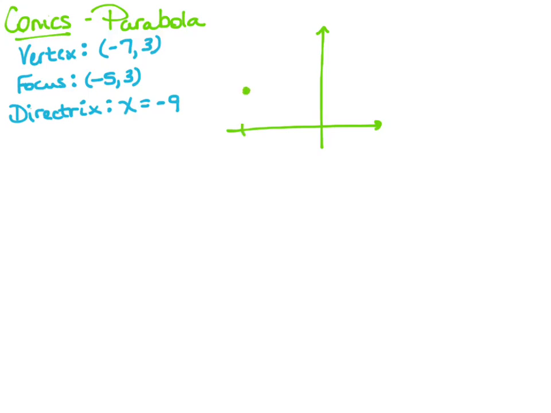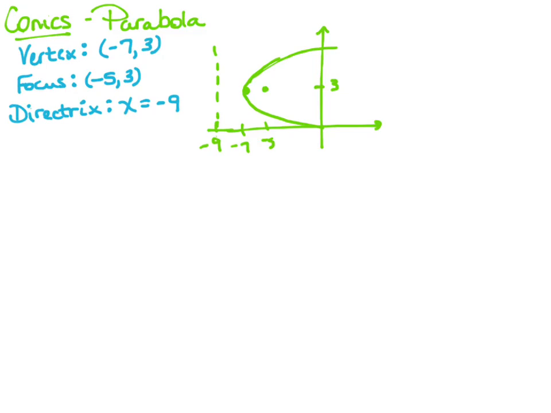I'm going to say this right here, -7, 3. Our focus is at -5,3. So the focus would be right here, and the directrix is over here at x equals -9. So based on the positions of these points and this line, I can see that my parabola is going to be a horizontal parabola, and it's going to open to the right, like so.